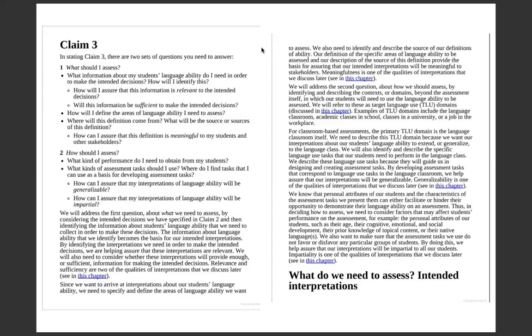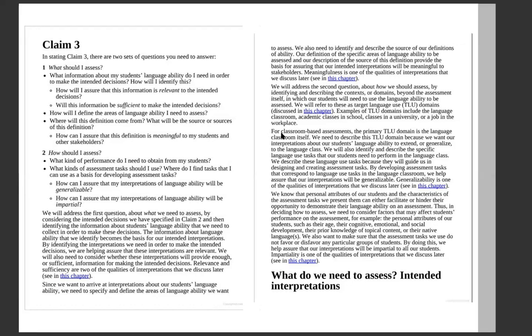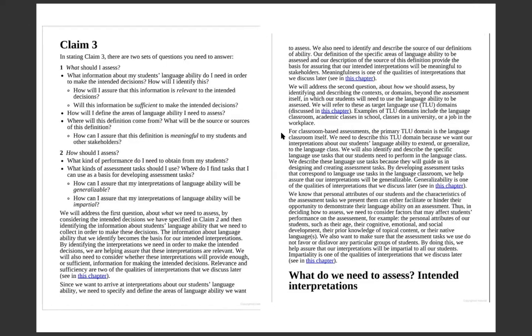Okay, and then we go to the step below, which is the interpretations, no? The interpretations. And so it's here that I ask you, for example, what information about the student's ability do you want or do you need to make the intended decision? Because you want to know who is ready and who is not ready for the writing of the paragraph.